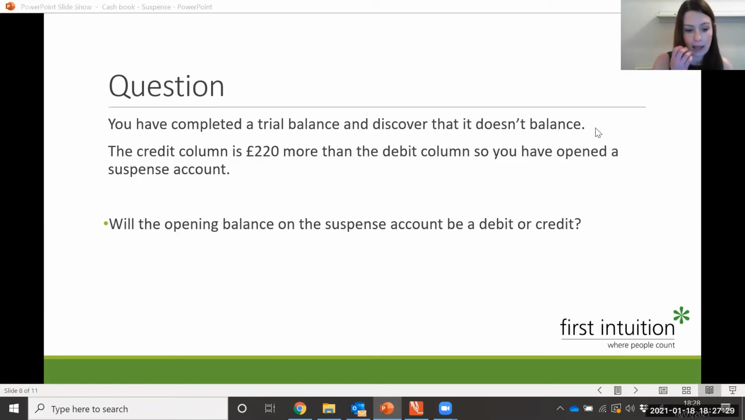Okay, so you have completed a trial balance and discover that it doesn't balance. The credit column is £220 more than the debit column. So you've opened up a suspense account. Will the opening balance on a suspense account be a debit or a credit? Yeah, excellent. The suspense account would need to be a debit of 220 to make both the debit and credit sides equal the same. Excellent.